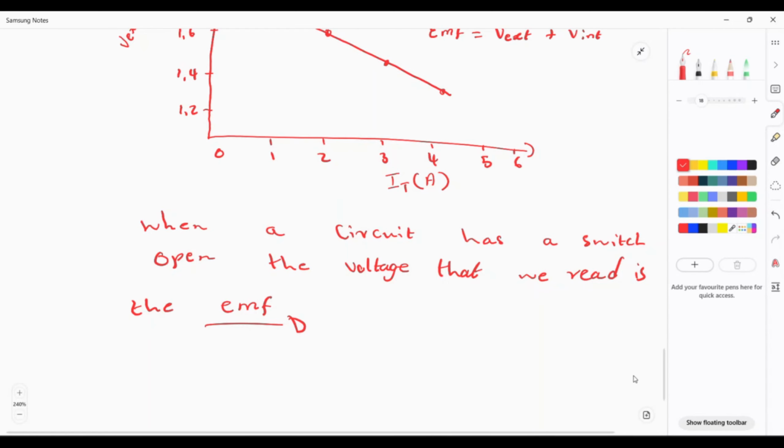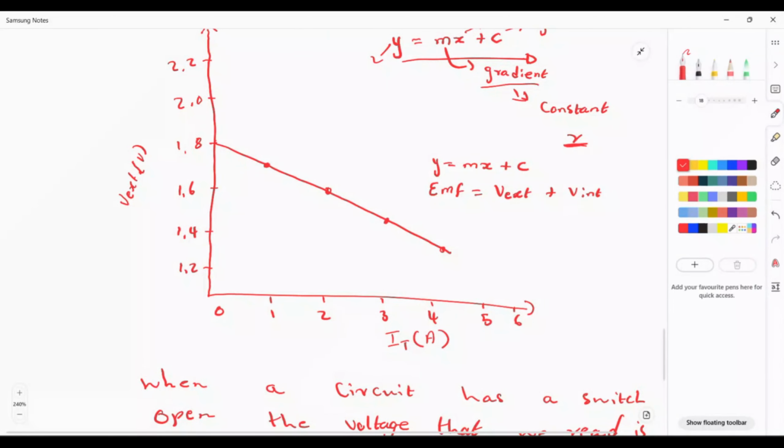The reason I'm saying this is because look at my graph. My graph starts at V being equal to 1.8 volts. But what is the x value, the value of the current? It was 0. The value of the current was initially 0, which means the switch was open, because when a switch is open, current cannot flow, which means we are measuring the EMF in that case.